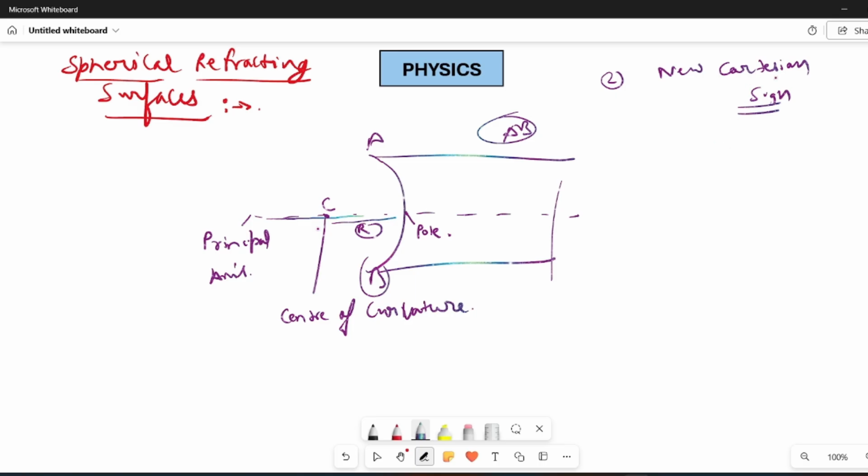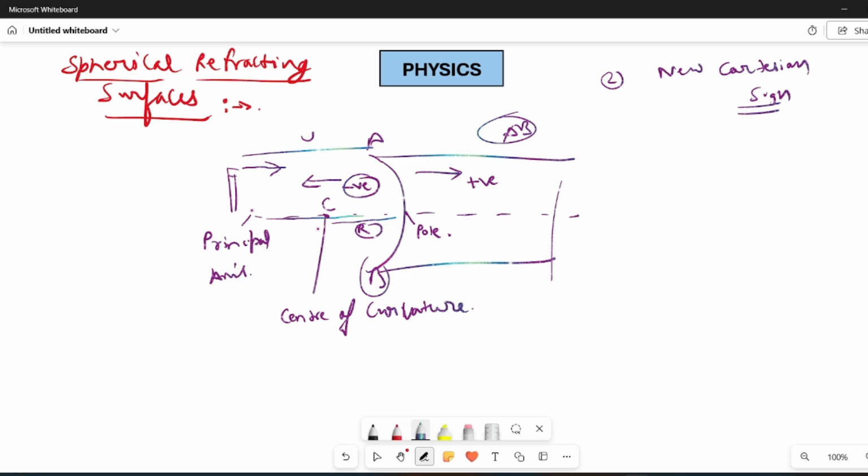So what was the new Cartesian sign convention? If you have an object from where the light is coming, this is my object distance. Now, there is going to be a particular focus point as well, and a particular point where the image is going to form. If the light is coming from this direction and I'm measuring in the same direction, from pole in the direction of the light, I'm going to take it as positive. But if I take the measurement in the direction opposite to the incident light, in this direction, then I'm going to take it as negative.